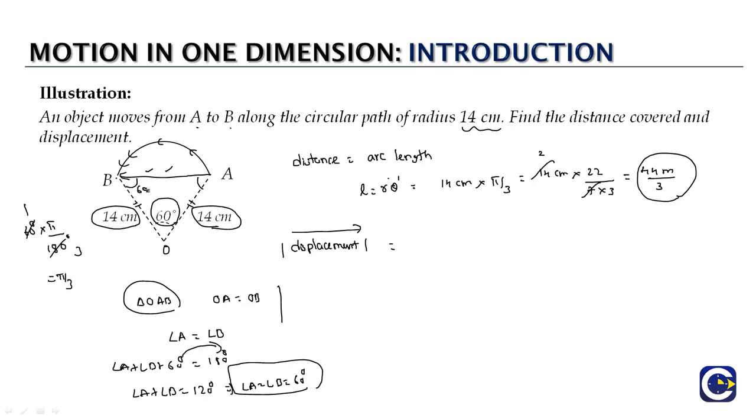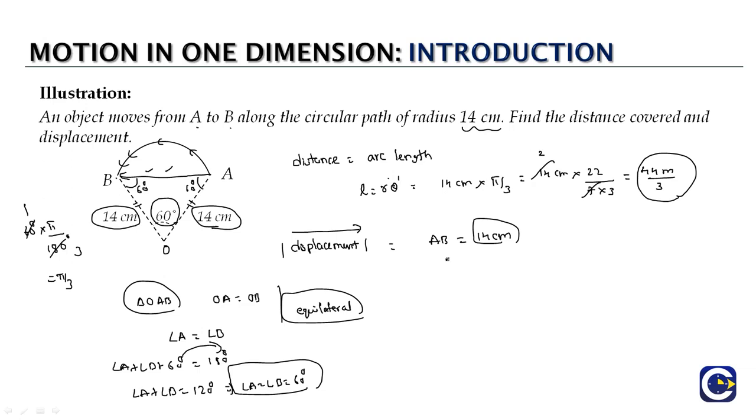If these two are also 60, then there is one interesting thing happening here. The triangle OAB is actually becoming an equilateral triangle, because all the angles are equal. If it's an equilateral triangle, all the side lengths also must be equal. Since OA is equal to OB is equal to 14 centimeters, the value of AB should also be equal to 14 centimeters.